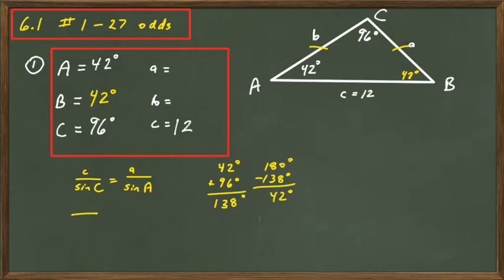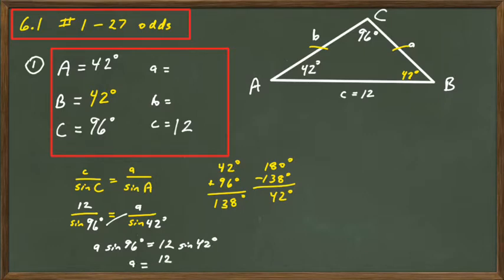So I want C over sine C, and I want A over sine A. So what is side C? 12. What is angle C? 96 degrees. How about side A? I don't know side A, so I'm going to leave it. How about angle A? 42 degrees. Again, you can cross multiply. A times the sine of 96 degrees is equal to 12 times the sine of 42 degrees.